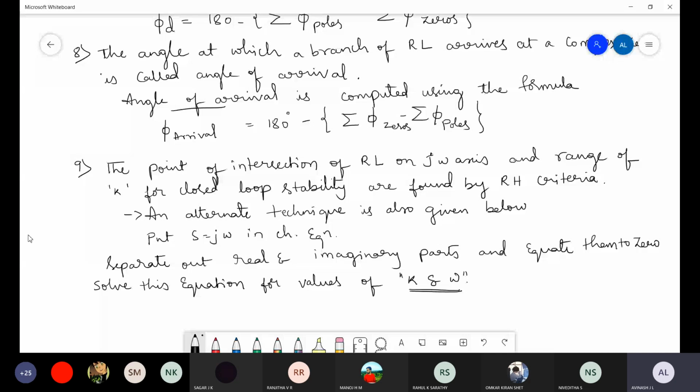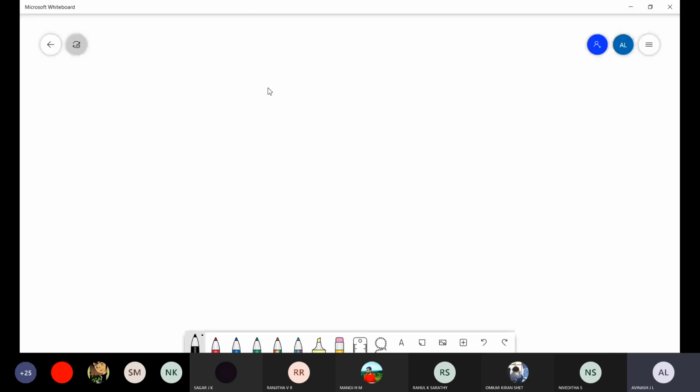So these are the 9 steps for plotting the root locus. Is it clear to you? So just go through it. Now we will see the numerical. First we will see the numerical. Once you see the numerical, you will come to know how to plot the root locus for a numerical. Then you will understand in a better way. So now we will go for the numerical.